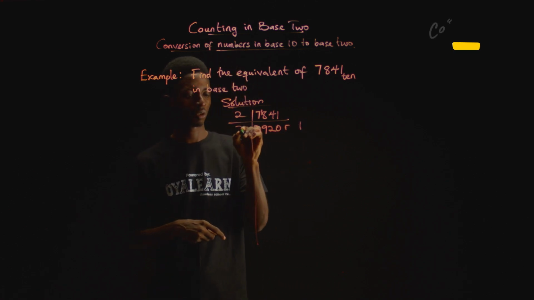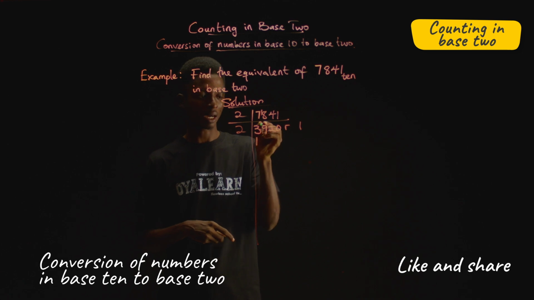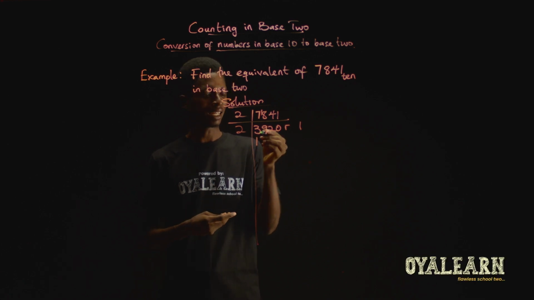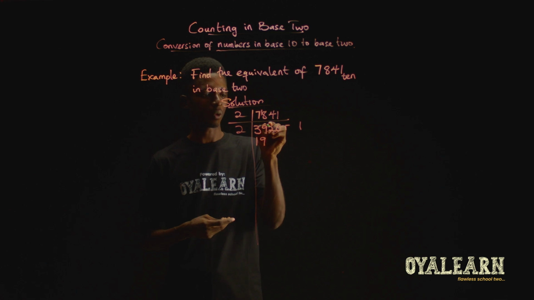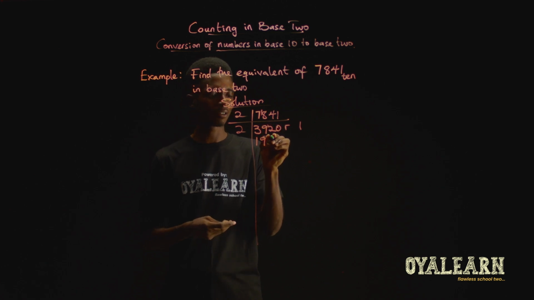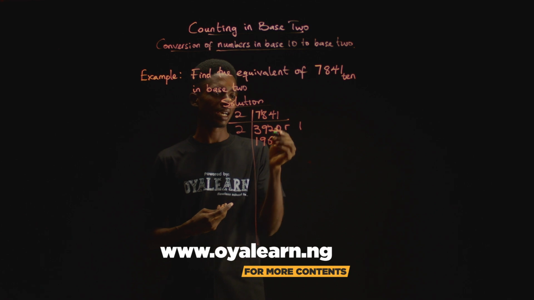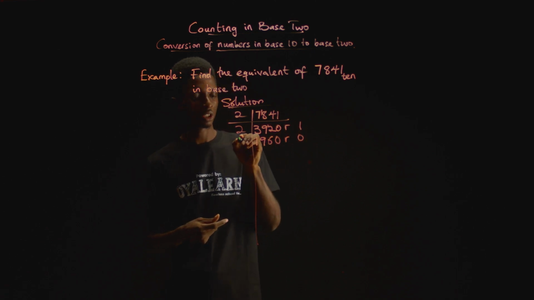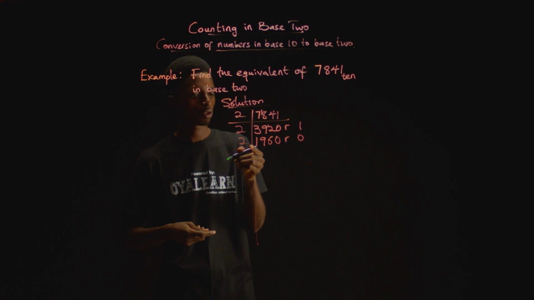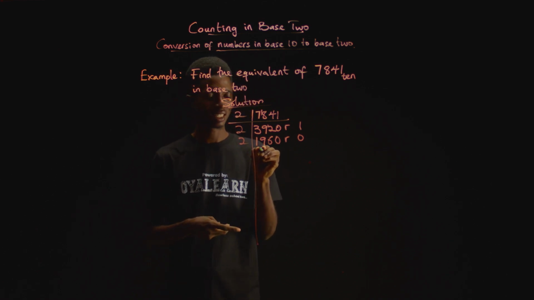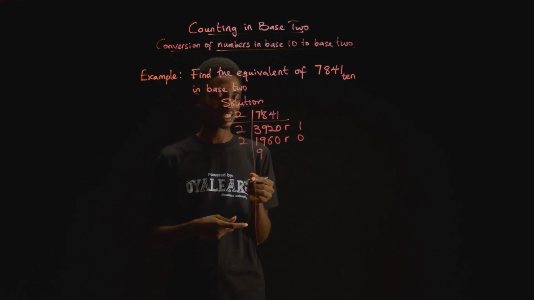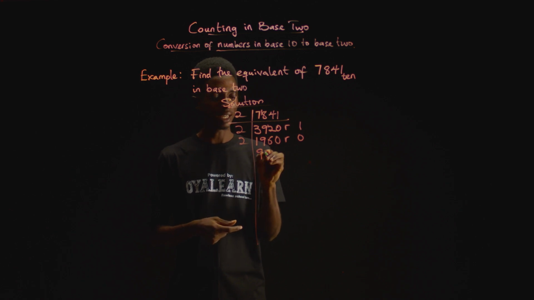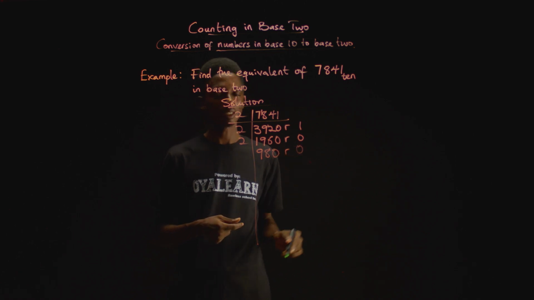Now let's continue. 2 in 3, 1 remainder 1, that makes this 19. And then 2 in 19 is 9 remainder 1. And then in 12 we have 6 without a remainder. And in 0 is 0, no remainder as well. So we continue. 2 in 19 is 9 remainder 1. In 16 we have 8, no remainder. And then in 0 we just write the 0 and the remainder is also 0.